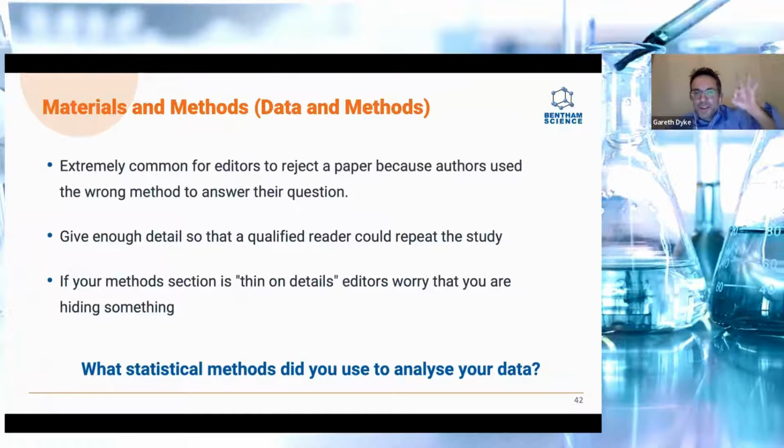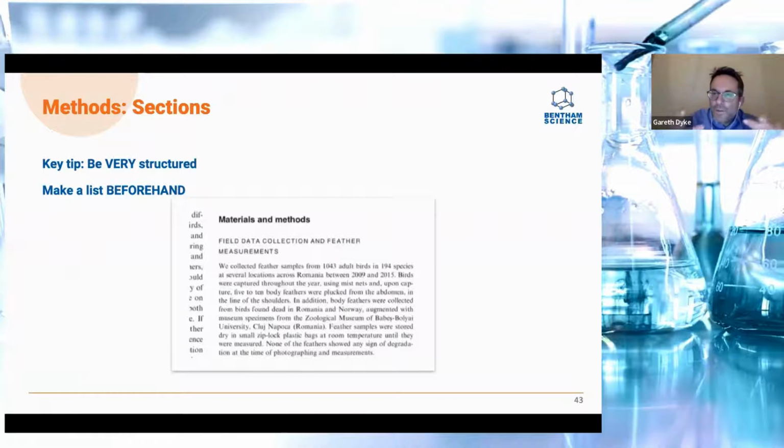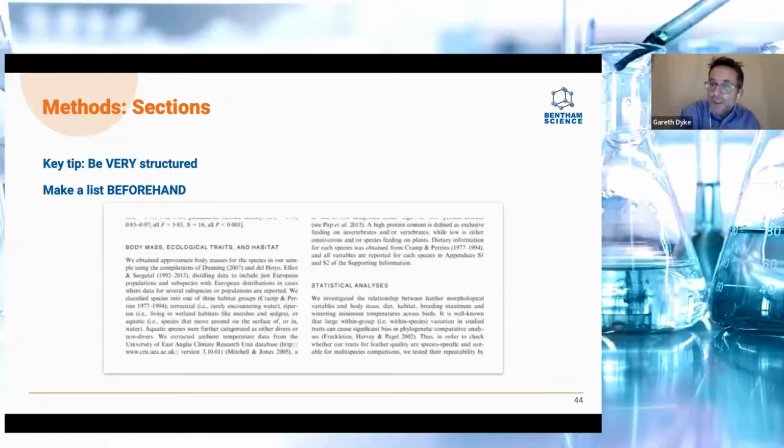If your methods section is thin on details, editors are going to worry that you're hiding something. And be careful with your statistical analyses. Talk to us beforehand if you need help with that. Make sure that everything in the methods gives the readers enough information for them to repeat your study. Editors and peer reviewers very often reject papers because of perceived issues in the methods section. It's a timeline, a sequence of events, data collection before data analysis. Data collection, data analysis. Of course, I misspoke.